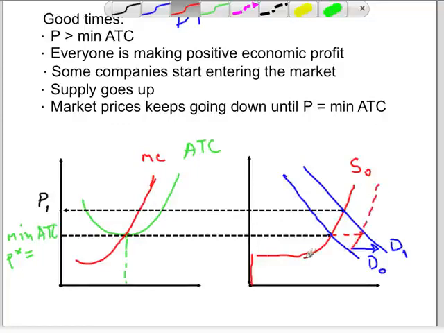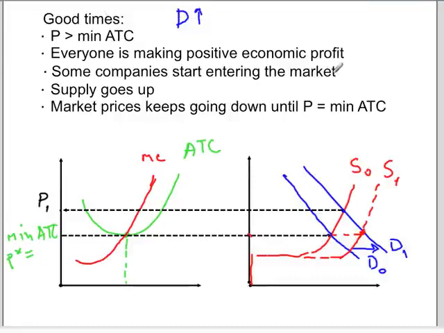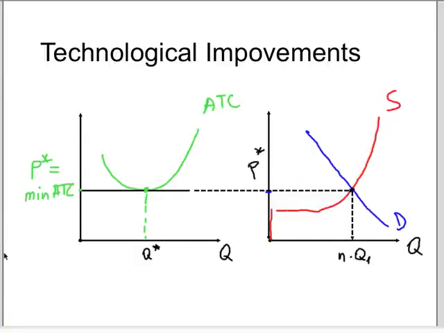Because at this price we restore the zero economic profit situation, and no companies want to join, no companies want to leave this industry. So the long run equilibrium will be restored when the supply curve shifts to this position. So here again we have price being equal to minimum average total cost, and we restore the long run equilibrium. So this is what could happen because of changes in demand.